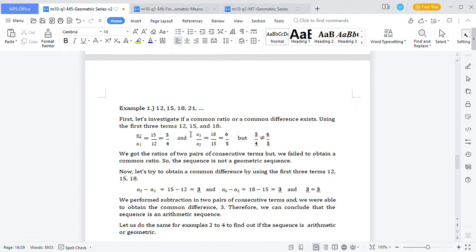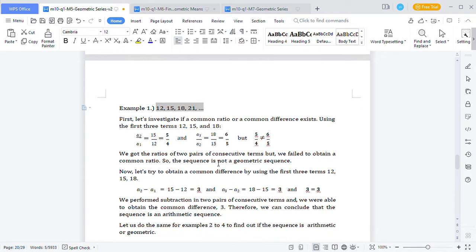First, we have to investigate if a common ratio or common difference exists using the first terms 12, 15, and 18. So if we try to identify if this is an arithmetic sequence or geometric sequence, we use the operations. If you divide 15 by 12, that's 5 over 4. 18 divided by 15 is 6 over 5. That means 5 over 4 is not equal to 6 over 5. So, we did not get a common ratio. That means this example is not a geometric sequence.